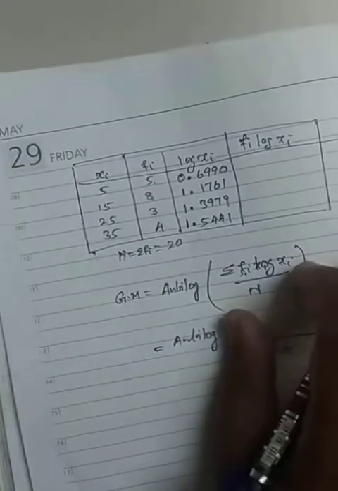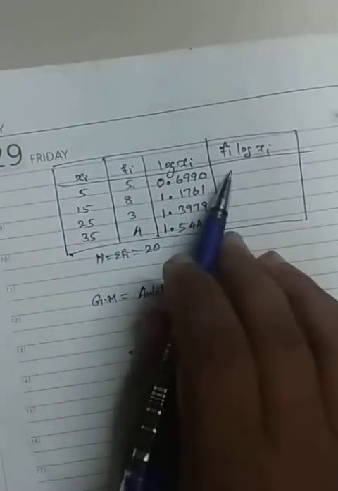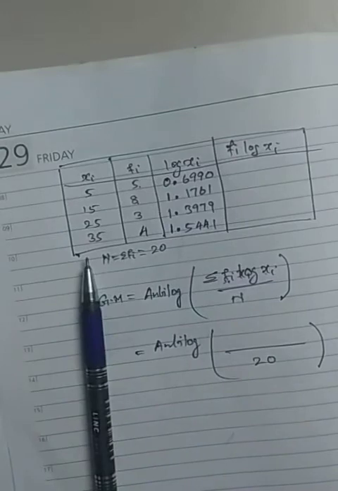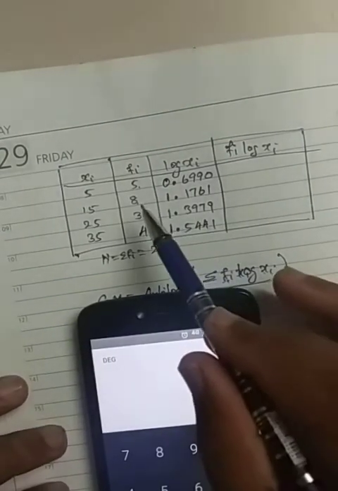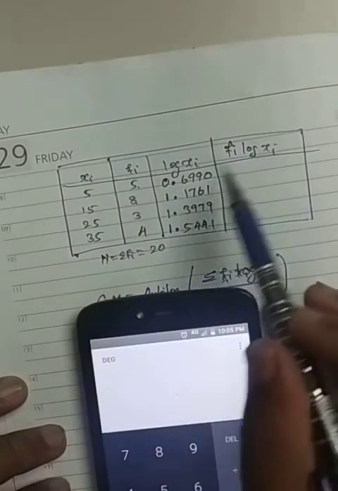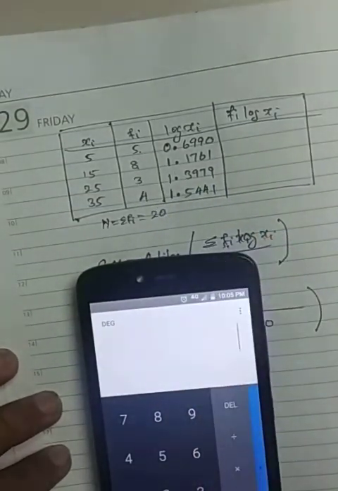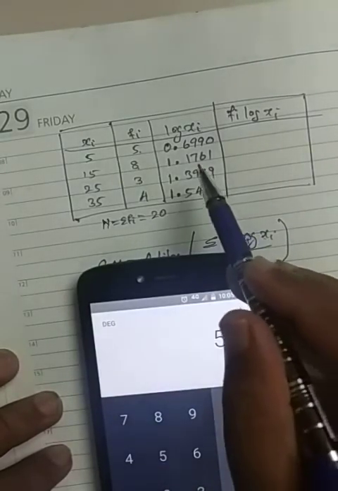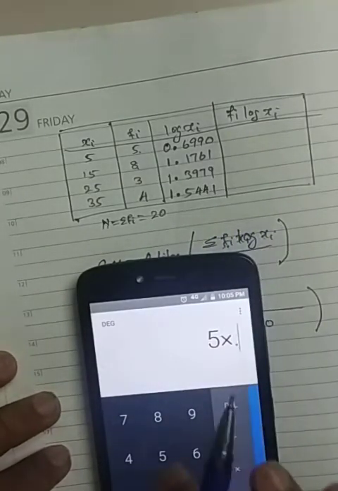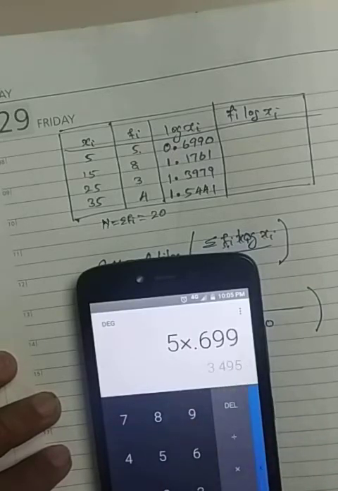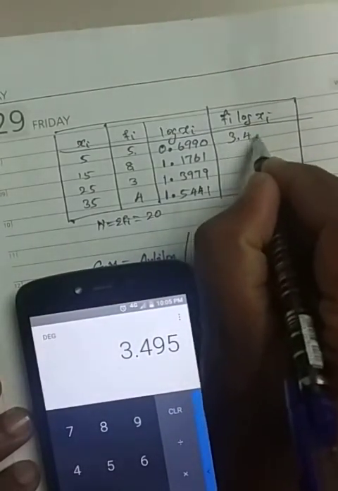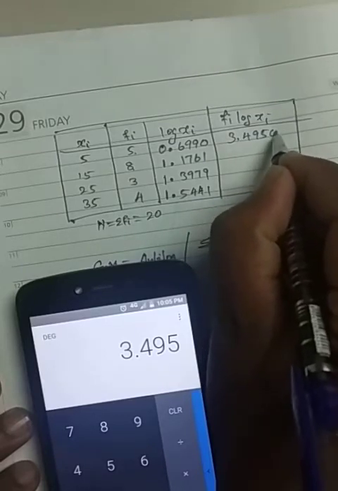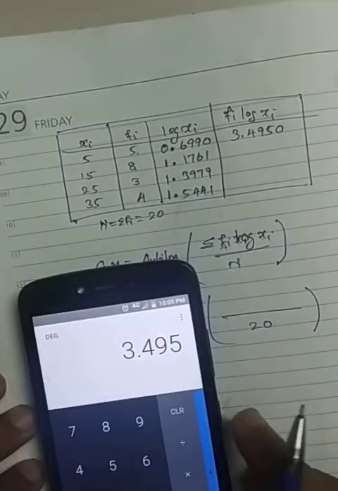Now what do we need to do? We need to do fi into log xi. Just a minute, I will take the calculator. So first is fi into log xi. f is 5, so I will write 5 into 0.6990. The answer is 3.495. You add a 0 because we want 4 digits, so that's why I have written 3.4950.